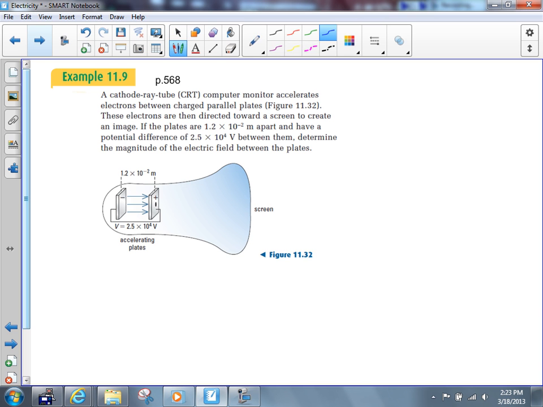Okay, the electrons are directed toward the screen. I can get rid of that because that doesn't make any difference in the solution to this problem, right? What else? Yeah. It's a cathode ray tube. What's a cathode ray tube? Well, they describe for us what a cathode ray tube is, but we've never heard of it before, right? So it's probably not going to be relevant to the question.